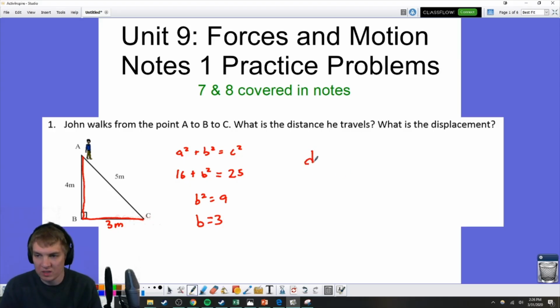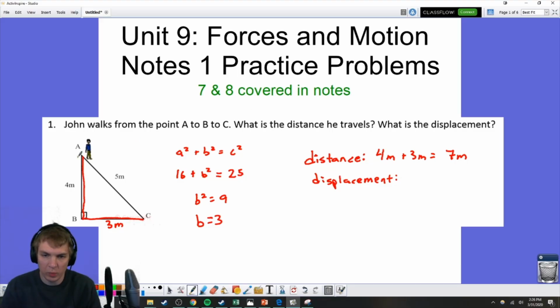So going back to the actual problem, the total distance that John walked was 4 meters plus 3 meters. The total distance that he walked was 7 meters. But the total displacement was different. It's actually going to be shorter. Remember, the displacement is the shortest path from the starting point to the ending point. So in this case, going from A to C, it only had a displacement of 5 meters. All right, so that's problem number 1.